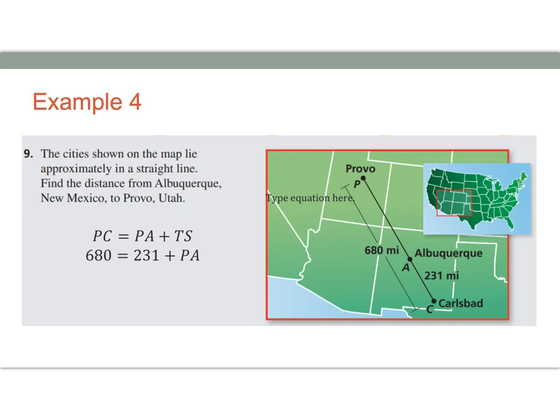Essentially what we know is that PC is equal to PA plus AC, and if I plug in the numbers, I know that 680 is going to equal 231 plus PA. If I solve for PA, we find out that it's going to be 388 miles. So using the segment addition postulate, we were able to figure out this distance right here.